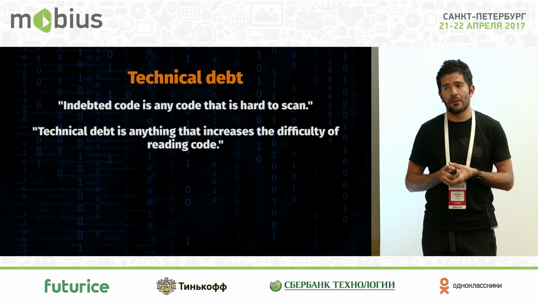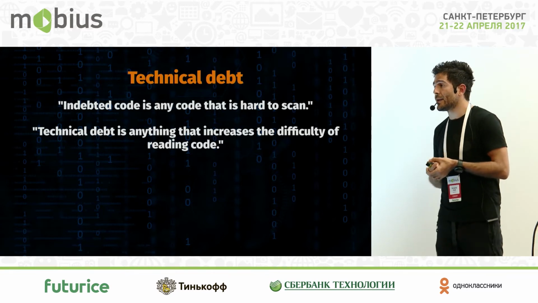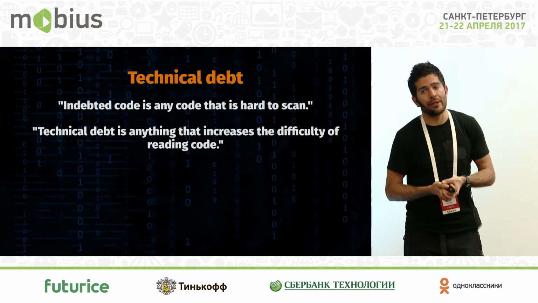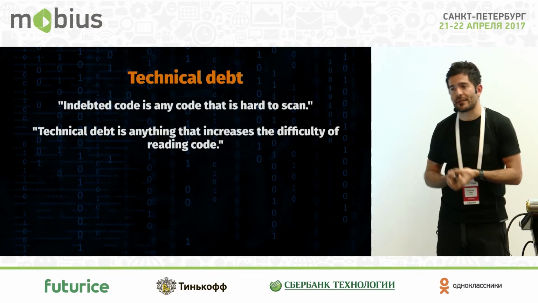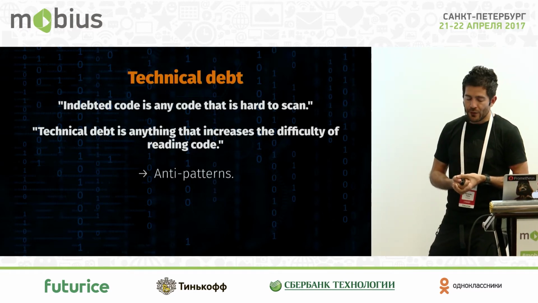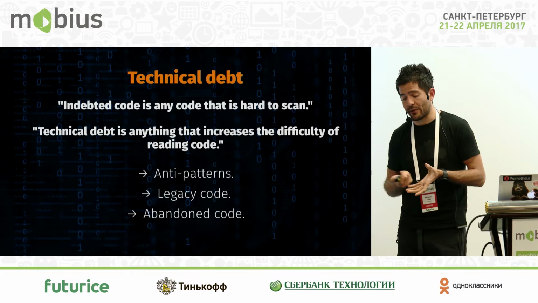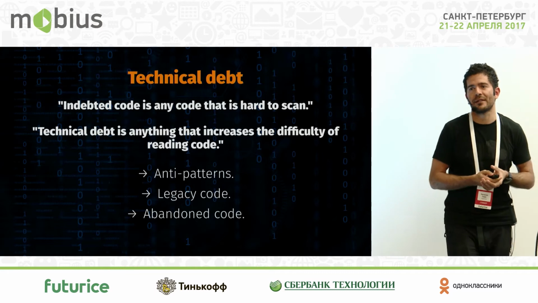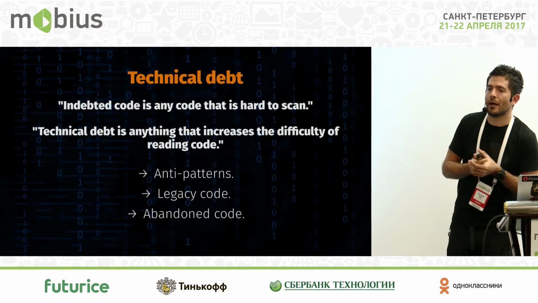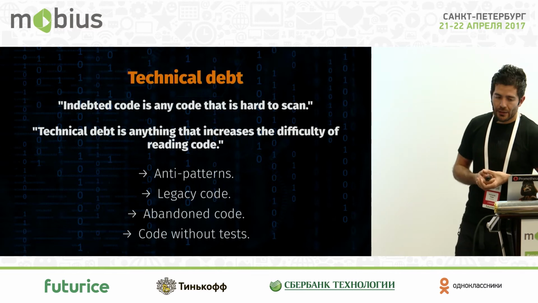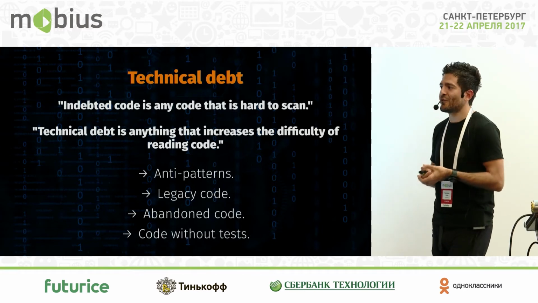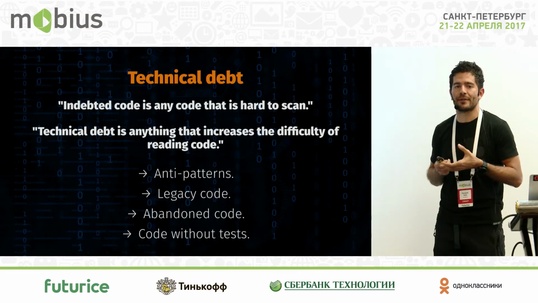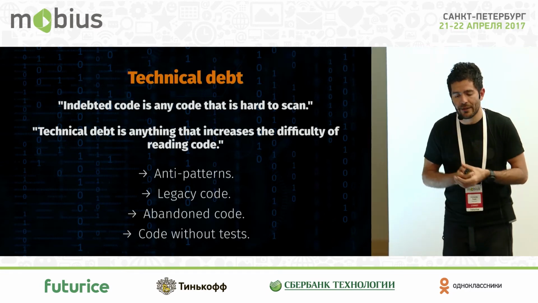What about legacy code and technical debt? For me, legacy code is something that you cannot read in your code base, something that is tough to scan. For instance, that includes anti-patterns, legacy code, of course. Abandoned code for me is related to legacy. It's something that hasn't been touched for a long time, as I showed before with all these async tasks. And code without tests. If you're adding more code to the database, for me that's legacy code, because there's no way to assert any behavior from my side.